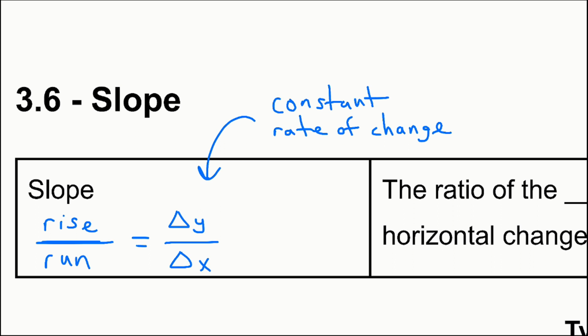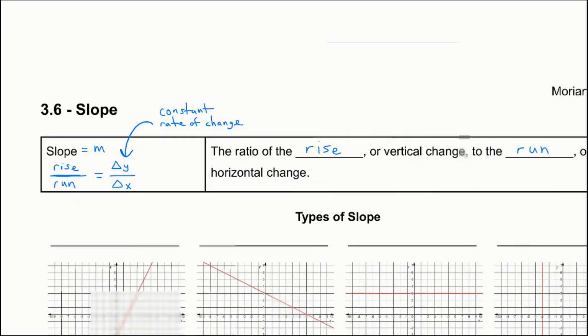What you will see the slope as is the variable m. We just use m for slope in equations and things like that. This is about what we're doing with slope. You should have seen it a little bit last year. I just don't know exactly how much you saw of slope last year. So we'll see what happens.